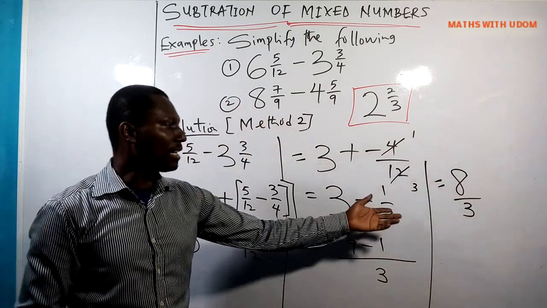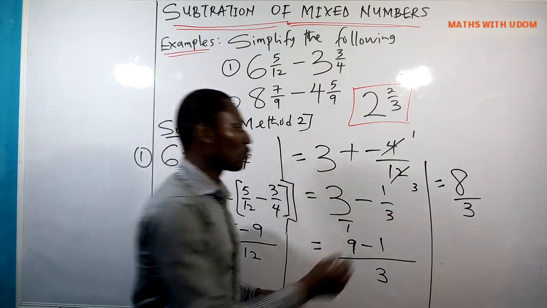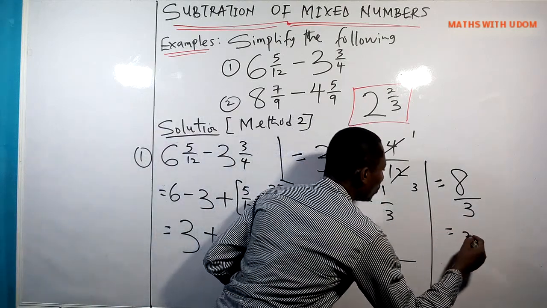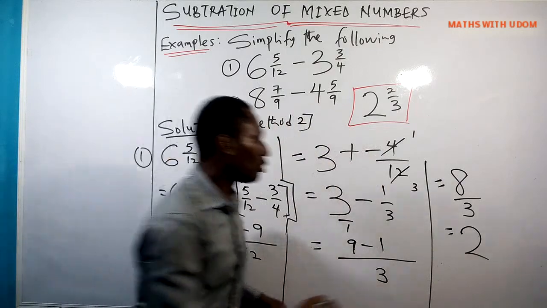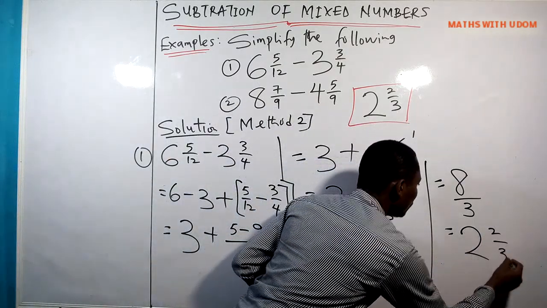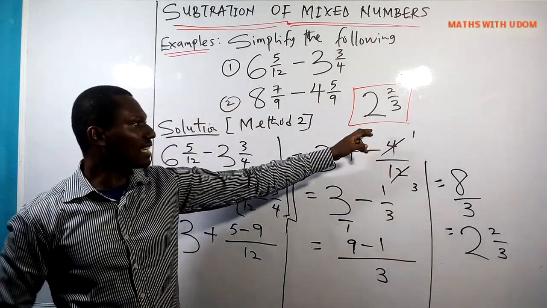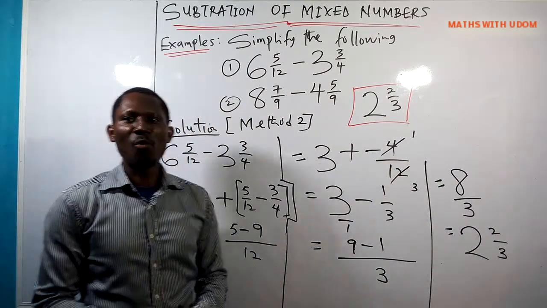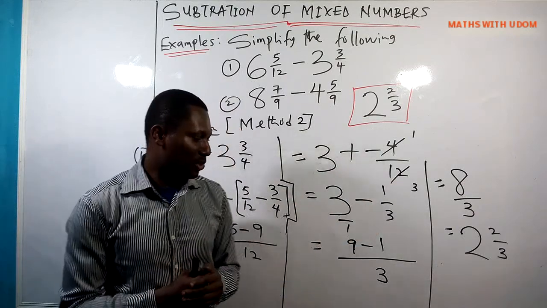And if you simplify that, how many times can 3 go in 8? 3 in 8 is 2. So we have 2 whole number, 2 over 3. You can see the answer we got here is exactly the same thing with what we got when we used the first method. So you can use any of the methods to solve problems.